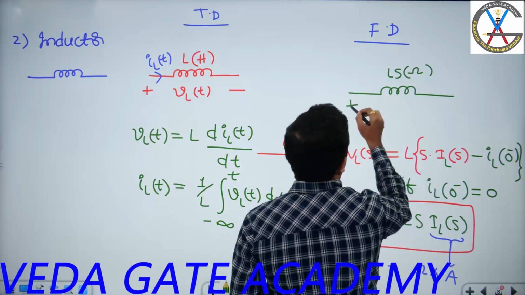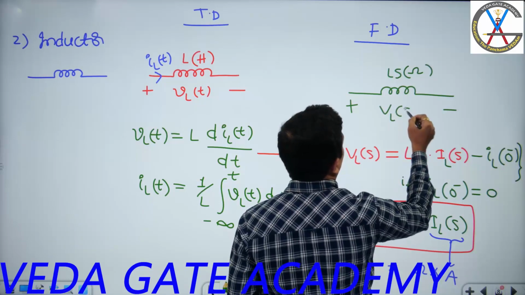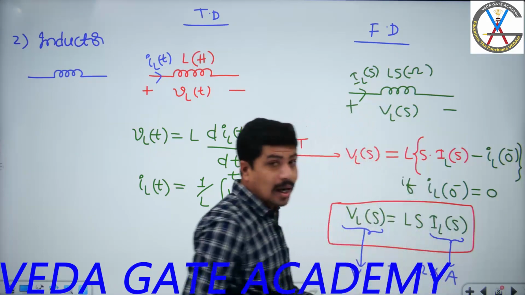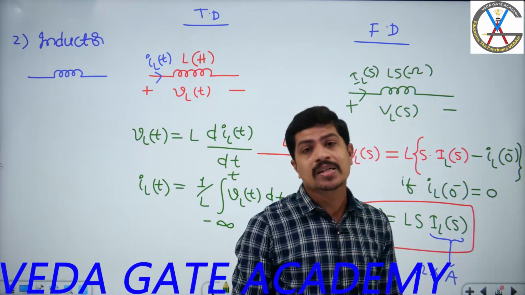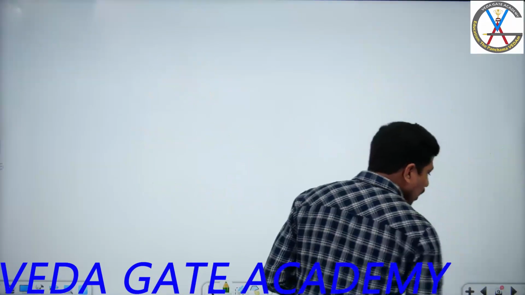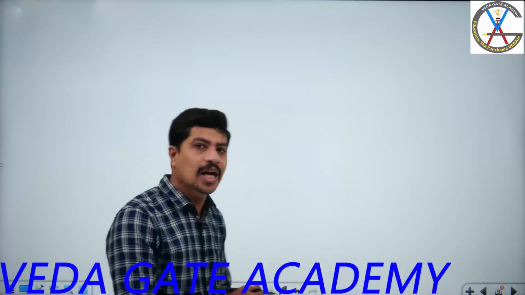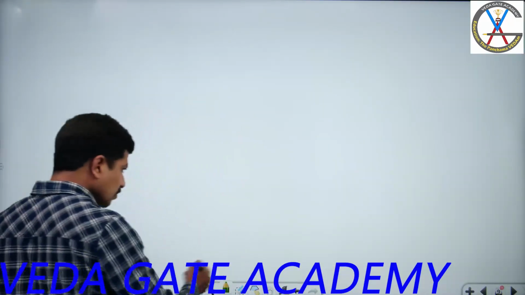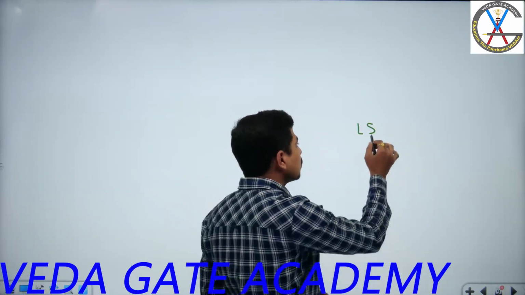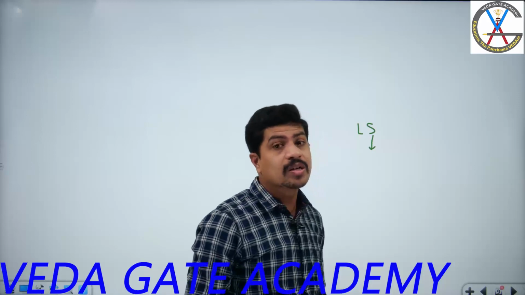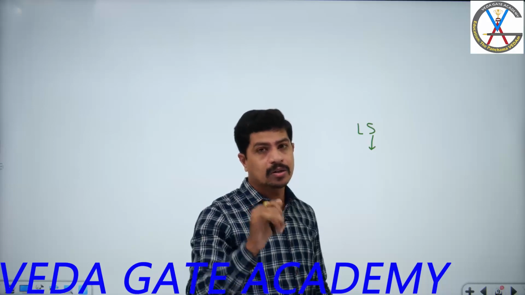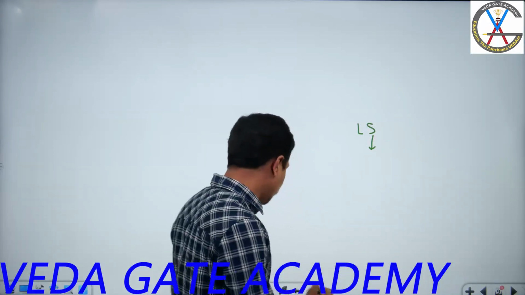This is plus minus VL of S, and this is IL of S. Now, an inductor in the S domain is represented with LS, whose units are ohms. I told you we will prove in another way also how the units of LS are ohms. What is S? S is frequency, the complex frequency. We have to discuss one more topic, the introduction to complex frequency, after completing this.